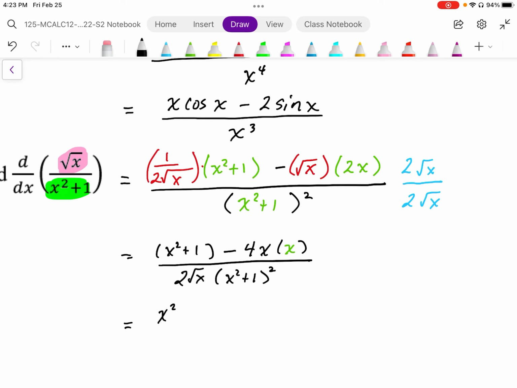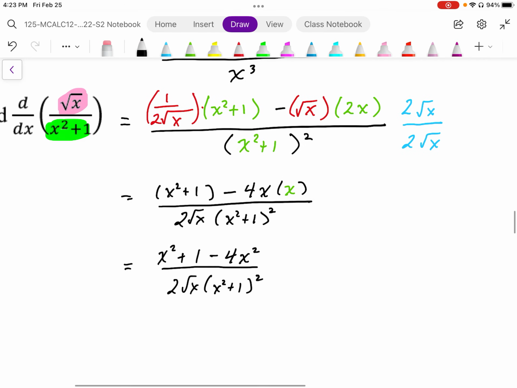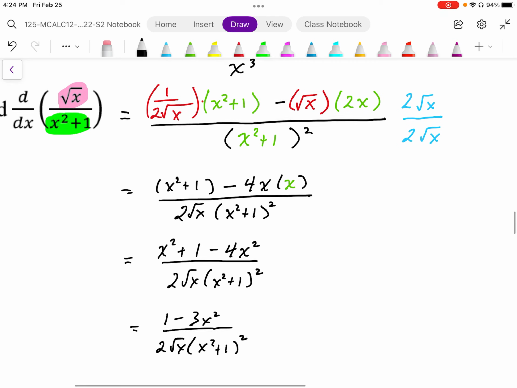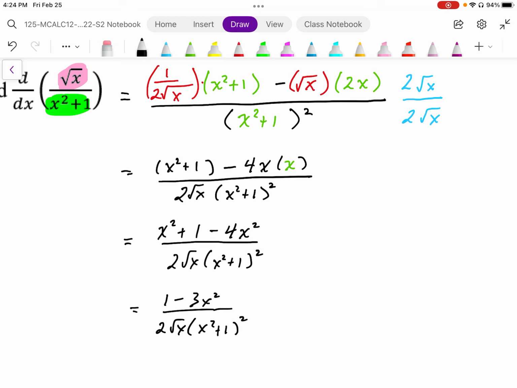I'm going to combine my x squared terms that are generated in the numerator. So I end up with 4x squared, and that's all over 2 root x, x squared plus 1 all squared, and then this simplifies to 1 minus 3x squared over 2 root x, and then x squared plus 1. There are no common factors, so that's as low as I can go. That's as simple as I can go. And again, notice that I left the denominator in factored form because we generally want to keep those in factored form.